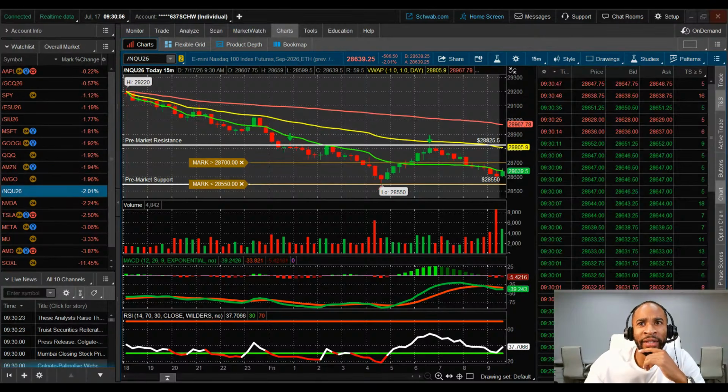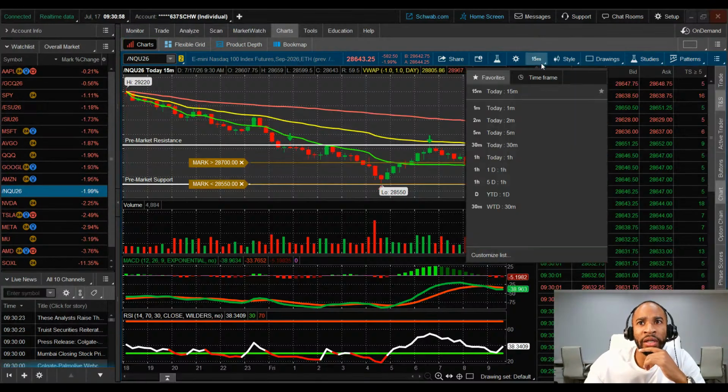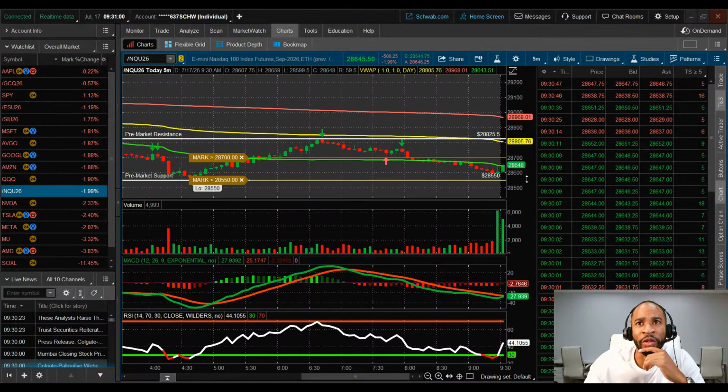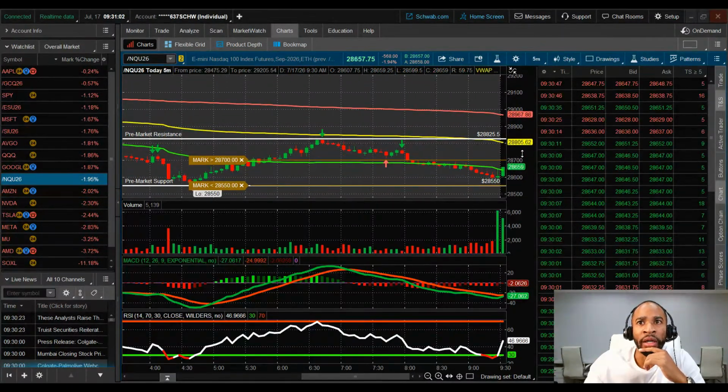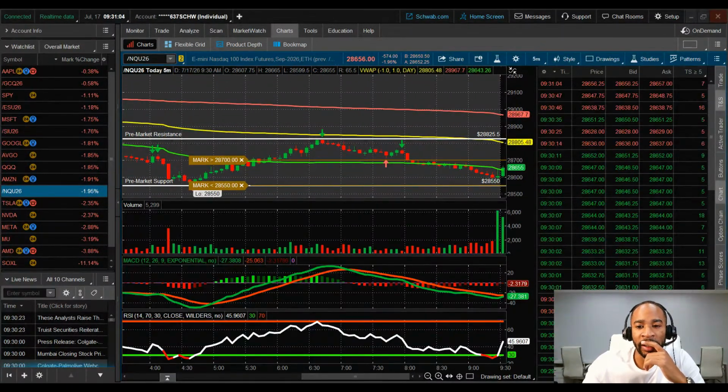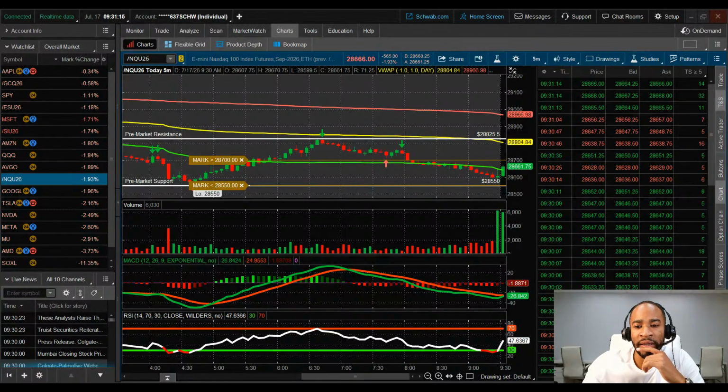Are we going to have that quick bounce? Let's go to the 5-minute time frame, family. So we have a 5-minute bullish candle developing on our chart. We need to get above 28,700 bucks for a continuation bullish move towards the upside. We need to get above that level, family, before we take action.